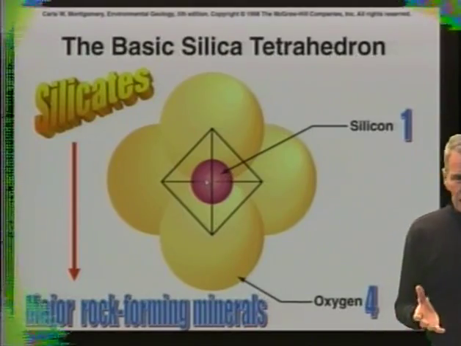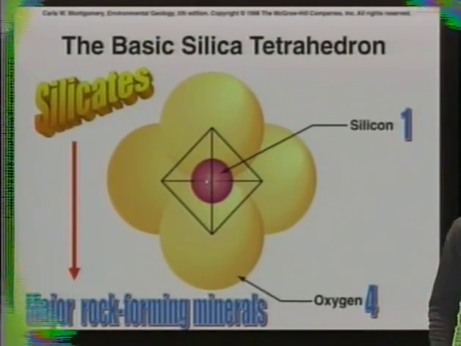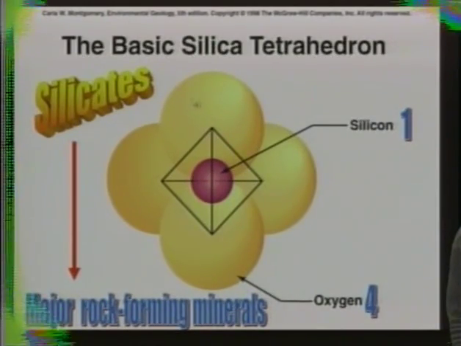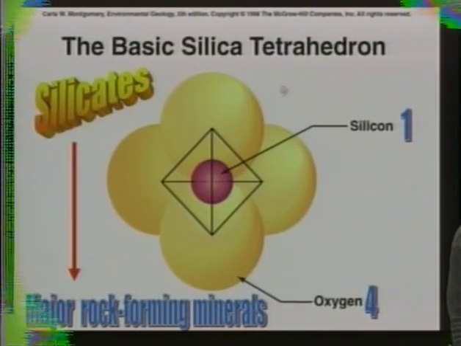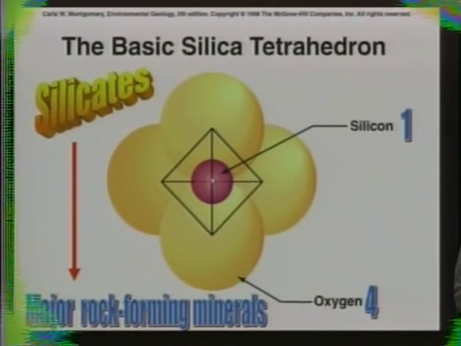Well, the geometry of that is very specific. You can only put those sizes together in a specific fashion. Now, this particular structure, of course, in 3 dimensions is a tetrahedron. Because it has silica in the center, we call it a silica tetrahedron, because it has to do with a group of minerals we call the silicates. Okay? The silicates are the major rock-forming minerals in the crust of the Earth.